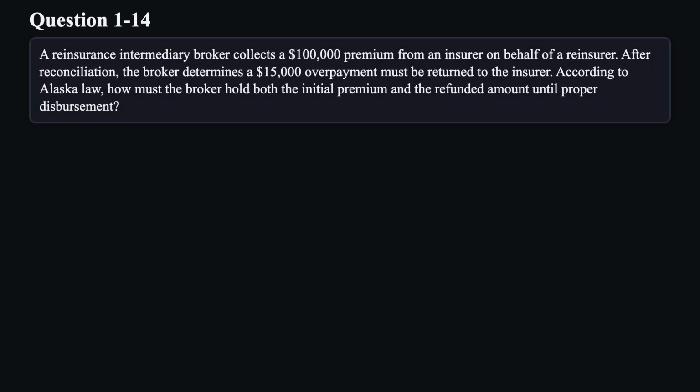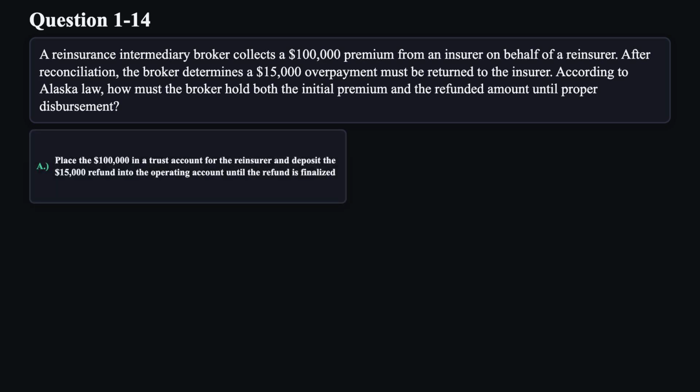Question 14. A reinsurance intermediary broker collects a $100,000 premium from an insurer on behalf of a reinsurer. After reconciliation, the broker determines a $15,000 overpayment must be returned to the insurer. According to Alaska law, how must the broker hold both the initial premium and the refunded amount until proper disbursement?